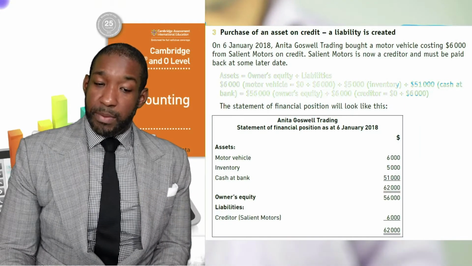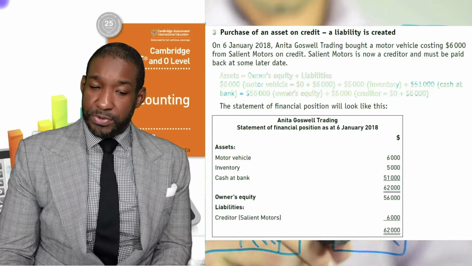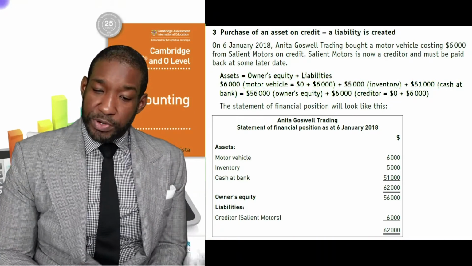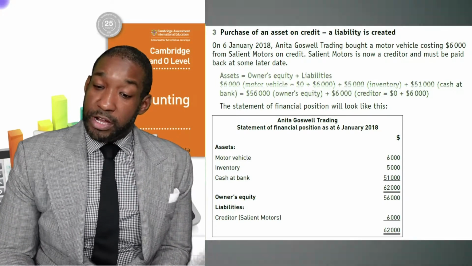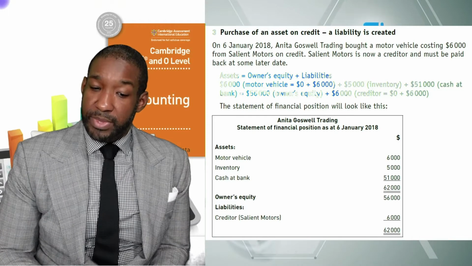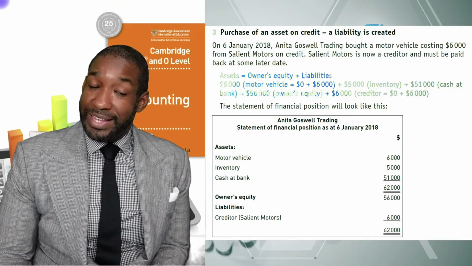Number 3, purchase of an asset on credit. A liability is created. On the 6th of January 2018, Anita Goswell Trading bought a motor vehicle costing $6,000 from Salient Motors on credit. Salient Motors is now a creditor and must be paid back at some later date.